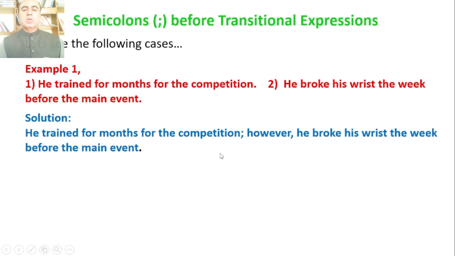So the sentiment is perfectly conveyed here because two things are put together, and the sentiment, emotion or flavor of the reader goes into it. Otherwise, what happens? He trained for months for the competition, full stop. He broke his wrist the week before the main event. The "he" in sentence 1 and the "he" in sentence 2 might be different people. There is no connection unless we are conscious and know that there is a connection. They are put together, so there is a better connection in this case.